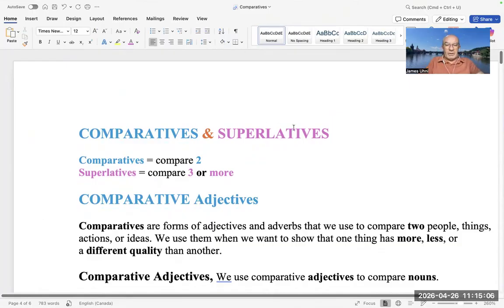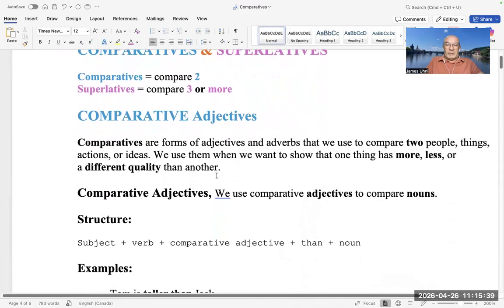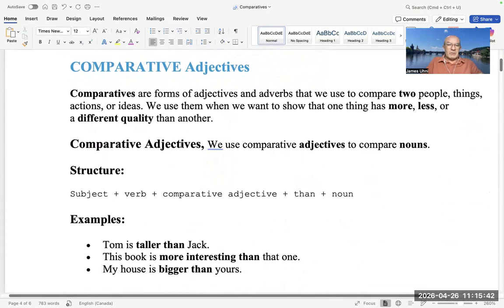So, comparatives and superlatives. I put it in two different colors. Comparatives in blue, which means to compare only two things. Either two living things or two non-living things, but they must be related. And then there are superlatives where we compare three or more things or people or whatever we need to compare. So let's go to comparative adjectives.